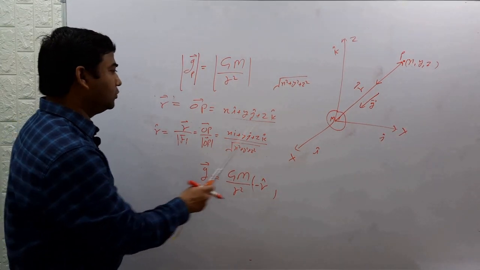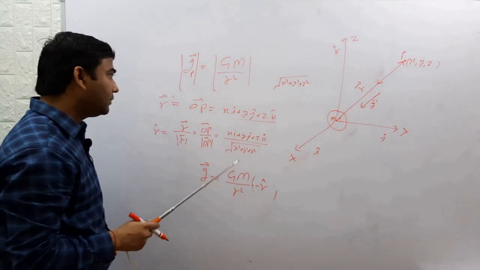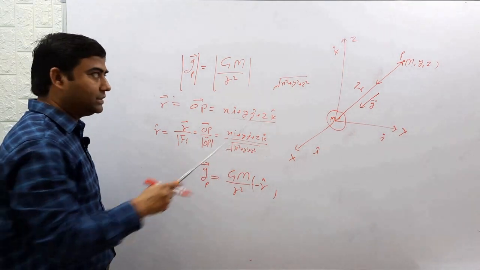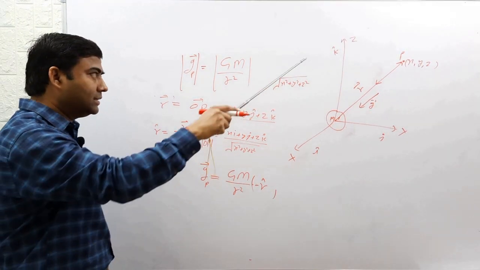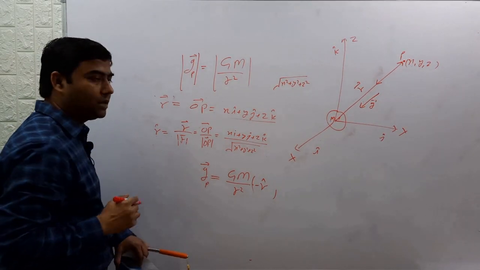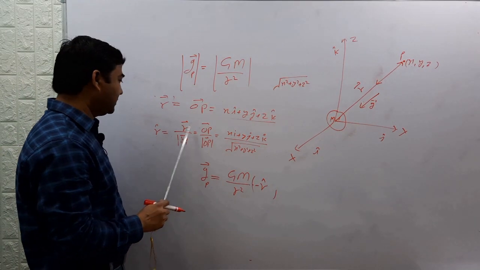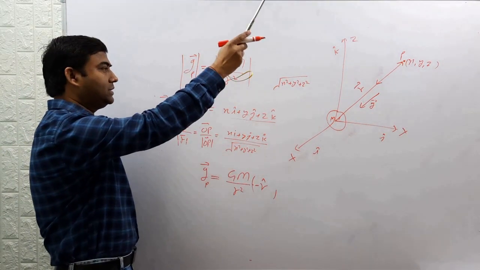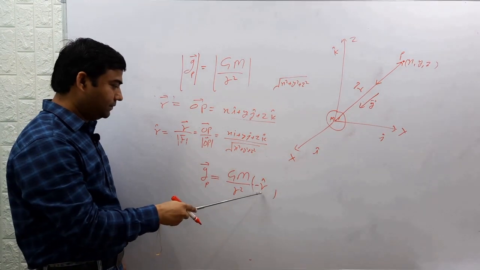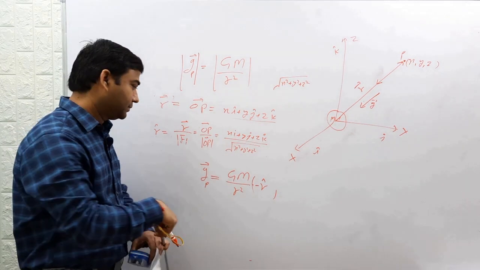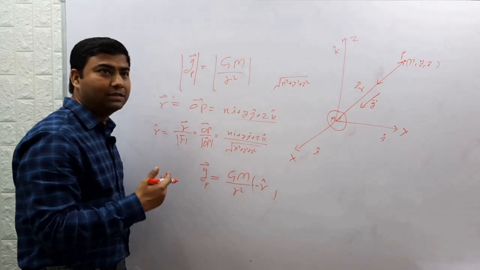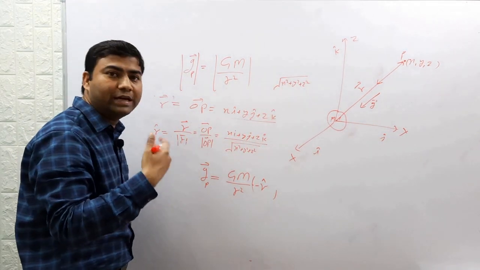Vector r is vector OP, O to P, but we want to find the vector PO, that is P to O. The unit vector in the PO direction will be minus unit vector r. r is the unit vector in the OP direction, but we want the unit vector in the PO direction. So that will be minus r. We have put minus r here. So this is the vector field, the gravitational field at point P. We want to find it in terms of x, y, z.